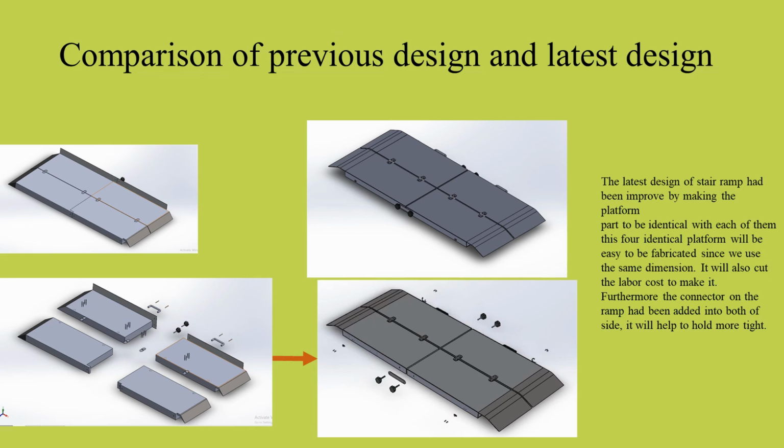This is the comparison of the previous design and the latest design. The latest design of the STAIR ramp had been improved by making the platform parts identical to each other. These four identical platforms will be easy to fabricate since we use the same dimension. It will also cut the labor cost to make it. Furthermore, the connector on the ramp had been added on both sides. It will help to hold more tightly.